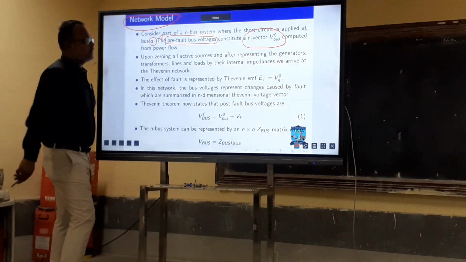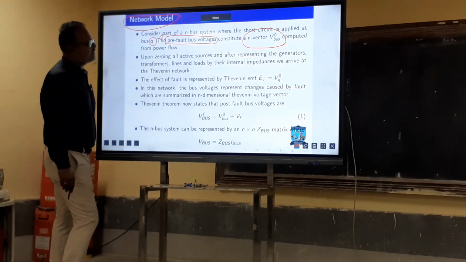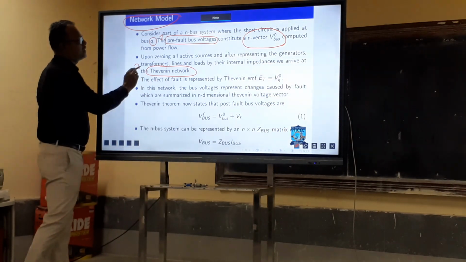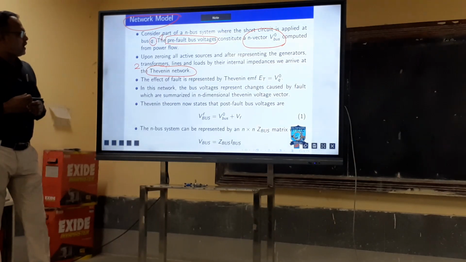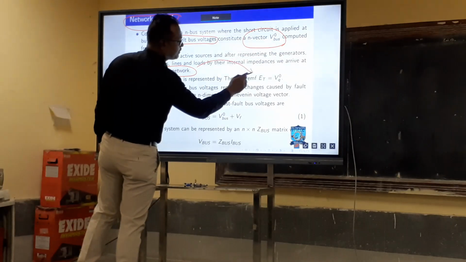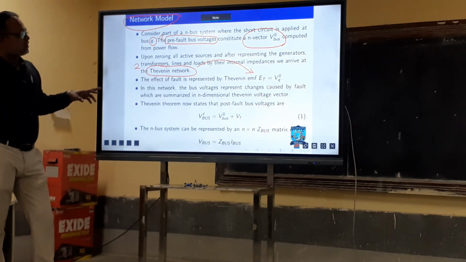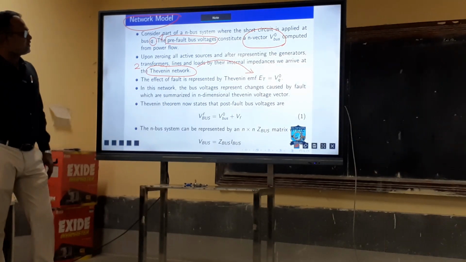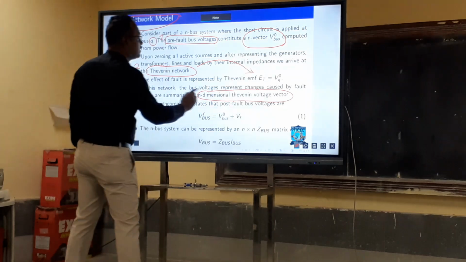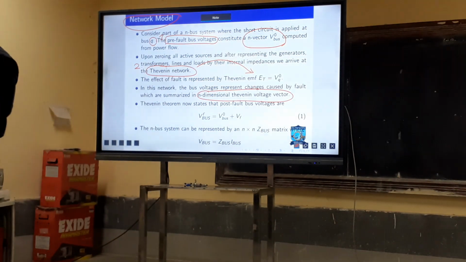Upon zeroing all active sources and after replacing the generators and transformers and lines by their internal impedances, we arrive at the Thevenin network. So point 2 is the Thevenin network, and the effect of the fault is represented by that Thevenin EMF. In this network, the bus voltage represents the states caused by the fault, which are summarized in the n-dimensional voltage vector. So this n-dimensional voltage vector is the pre-fault voltage.